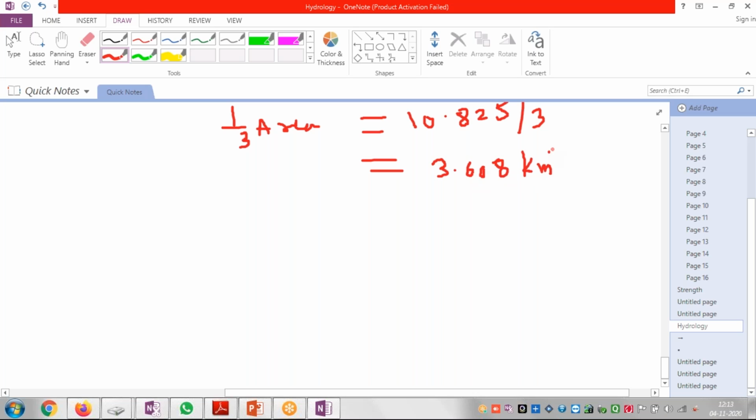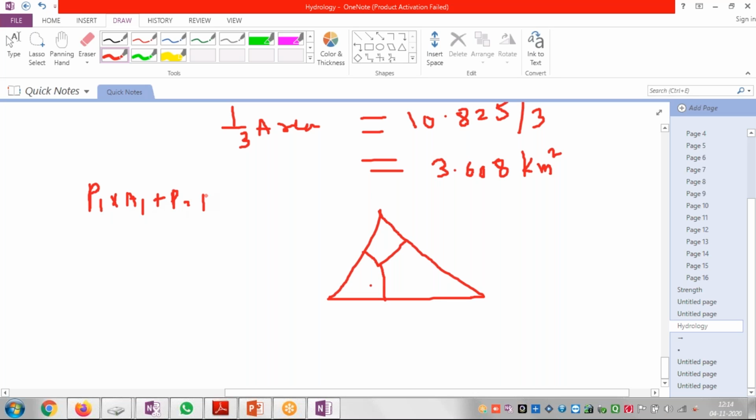3.608 square kilometers. Now we know that this area is 3.608. Similarly, this area is the same and this one is the same. Apply the Thiessen polygon formula: P1 into A1 plus P2 into A2 plus P3 into A3, divided by the total area, that is A1 plus A2 plus A3. So can you calculate?